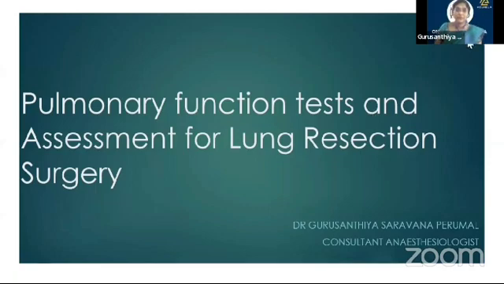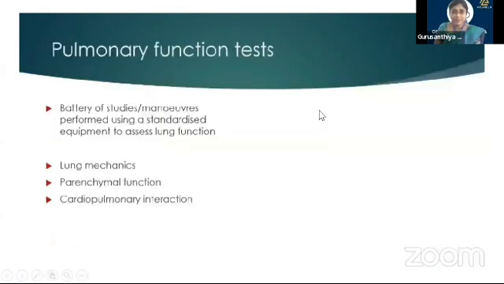Okay. Good morning, all. I'm Dr. Guru Santhiya, and I will be discussing pulmonary function test and preoperative assessment for lung resection surgeries. Pulmonary function test, as we all know, is a battery of studies or maneuvers performed using standardized equipment to assess the lung function.